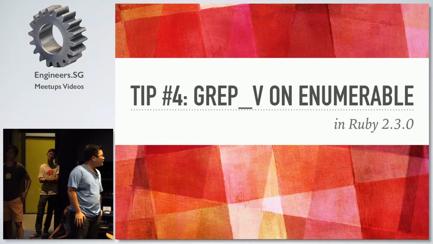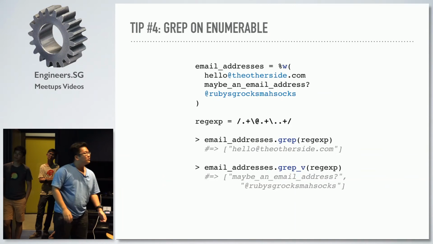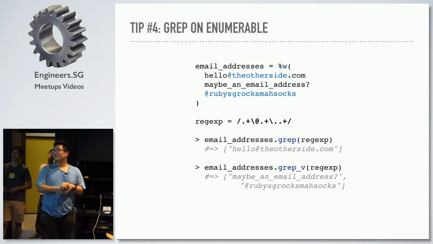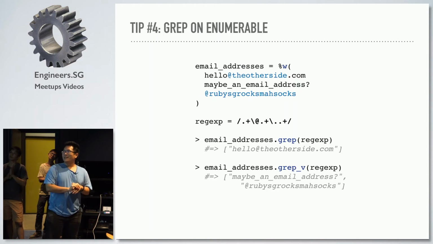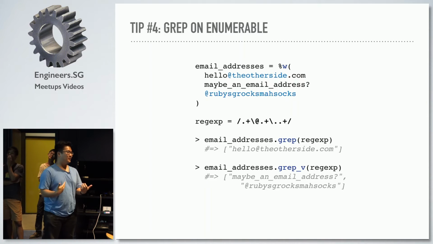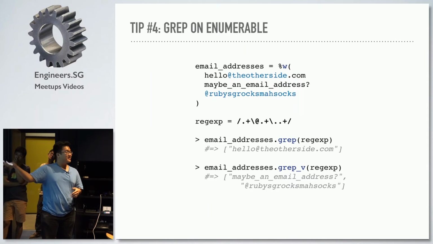You normally wouldn't use these methods. This is a method that I encountered when I was doing some parsing of data. So how many of you have used grep before on Enumerable? Yeah, not a lot of hands. Basically, most of us are familiar with grep, the command line tool, which allows us to search for a particular regular expression. So Ruby provides us a way to do this as well.